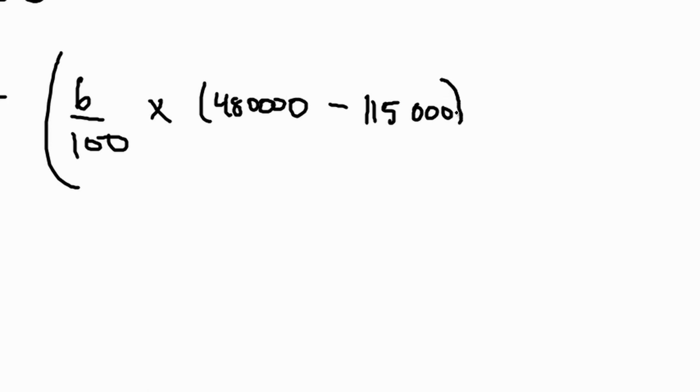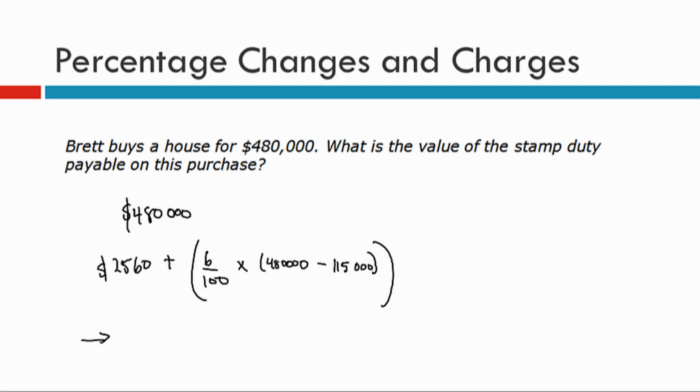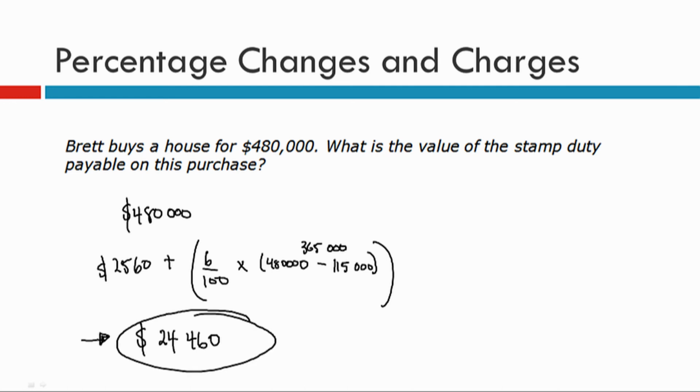and we put this into our calculator. Now you can do it all in one hit. If you want to do it separately, you can. 480,000 minus 115,000 is 365,000, and then you can do it from there. But the total answer is $24,460. Now, he needs to pay that on top of the 480,000.